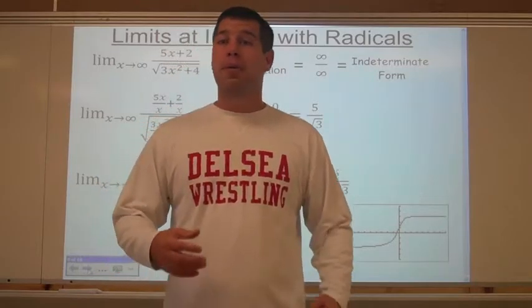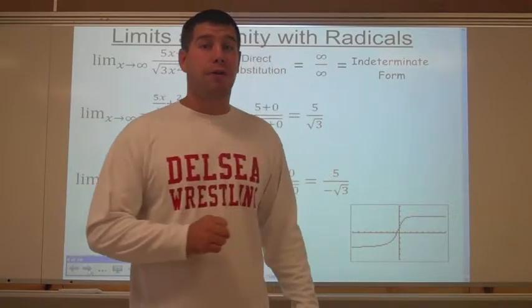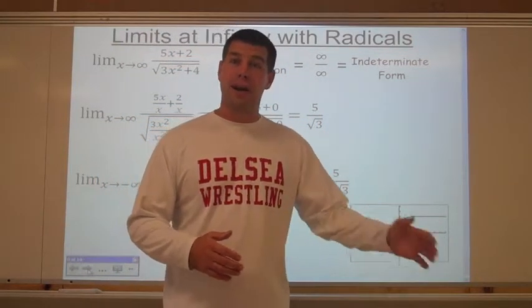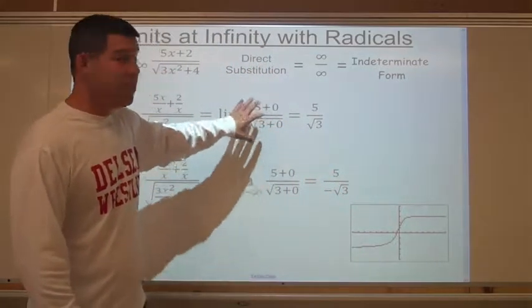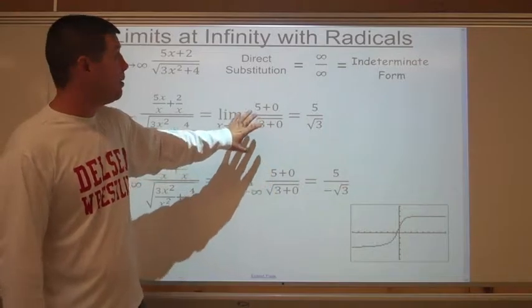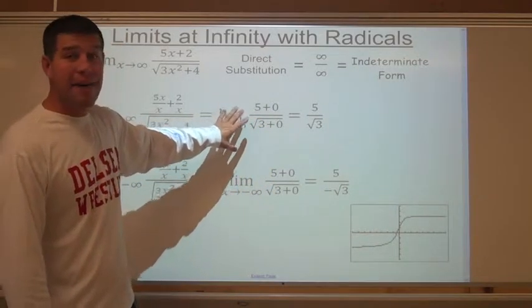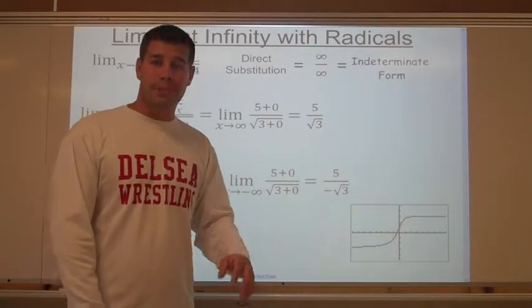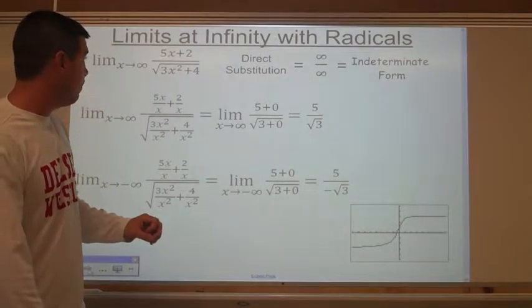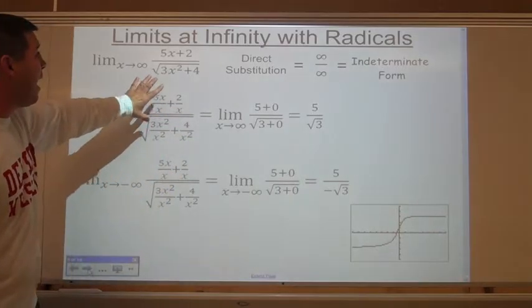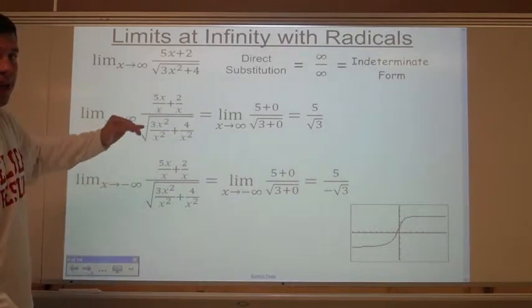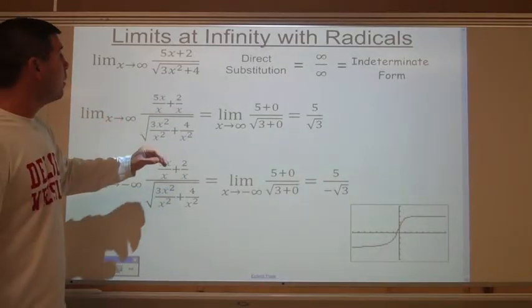Now we're going to do a problem where you have a radical in your rational function. Limits as x goes to infinity or negative infinity when you have a radical in your rational function. This is going to be a little bit different than the other ones. You're going to, in fact, have two horizontal asymptotes in these types of problems. First, we'll go over how to solve this algebraically. Then we'll go over why you have two.